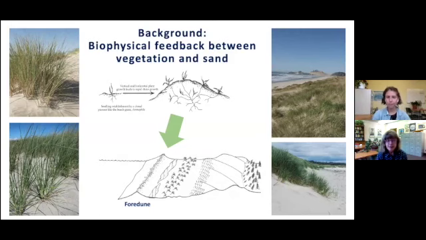And the way this happened was through a biophysical feedback between the vegetation, which captures sand, and the sand itself being captured. And so there's this positive feedback that happens. The more sand that's captured, the better the grasses grow, and the better the grasses grow, the more sand that's captured. And so essentially it leads to these foredunes, which can range from 3 meters tall to 18 meters tall along the coast.